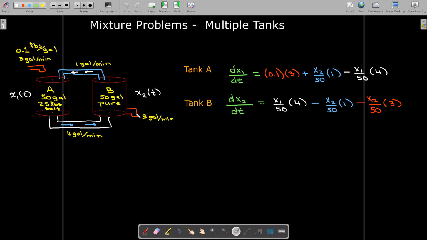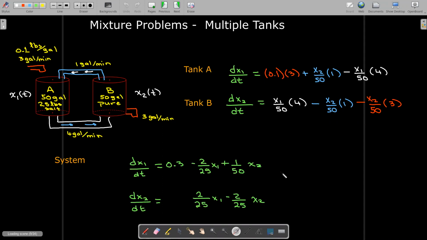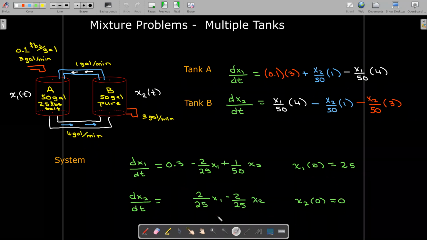The other brine that leaves is through this drain at the bottom, being taken out at 3 gallons per minute with a concentration of the amount of salt in tank B divided by its volume. I can clean that up a little bit to get this system of equations. It's a system of linear differential equations. We're also given, in this case, some initial conditions, and we would need those in order to get a particular solution.